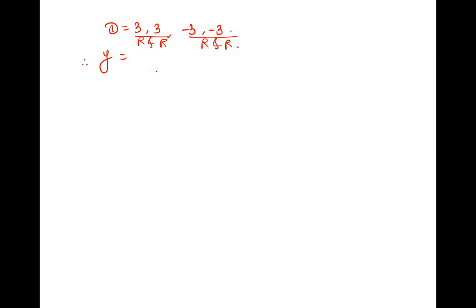C1 plus C2x, yes, e raised to 3x, very good. C3 plus C4x, yes, very good, e raised to minus 3x. Perfect. This is the general solution. Done. So are you getting now 4 also?